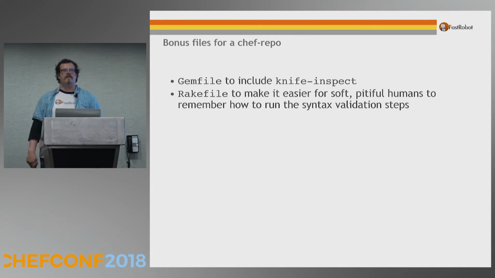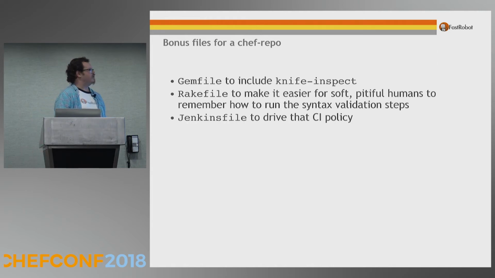Similarly, if you have a lot of involved RSpec or other validation tests and you don't want to remember those commands because, again, you're a soft, pitiful human, you would put that logic into a rake file so that all you have to remember is rake validate, rake test. And then, of course, you get to pull that logic out of Groovy, which may not be your primary language, it's not mine, into a rake file so that your Groovy is simplified, the Jenkins file is simplified.